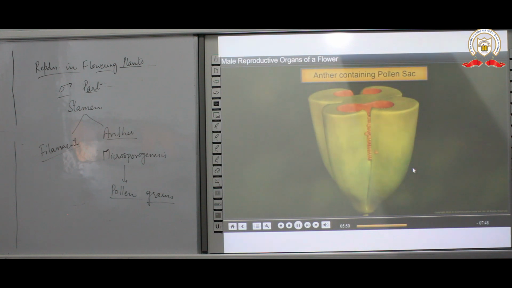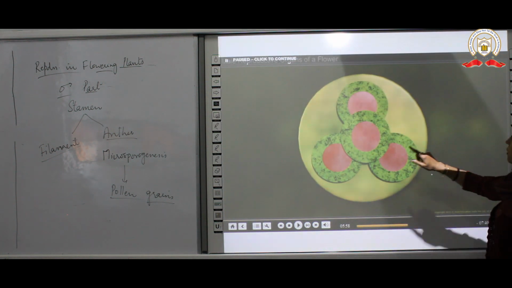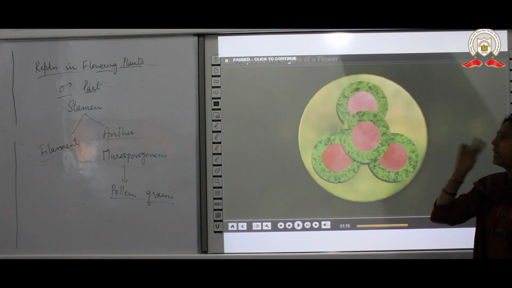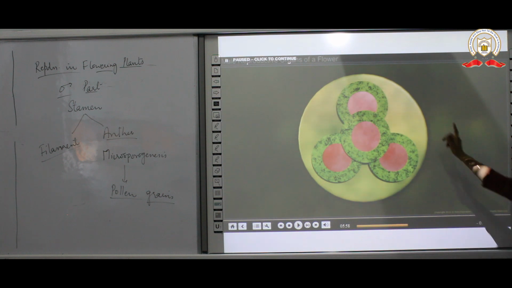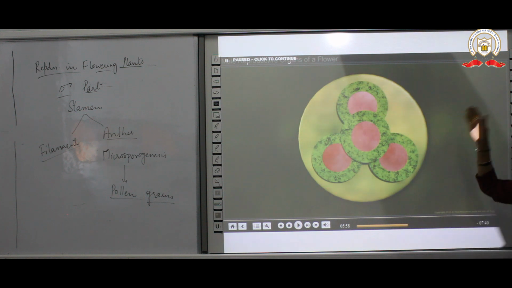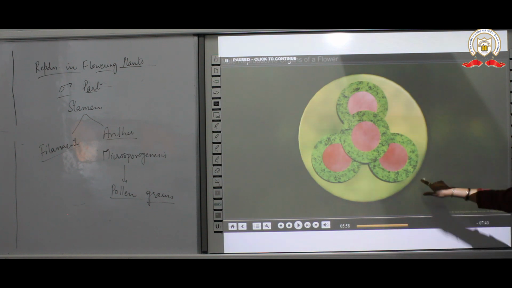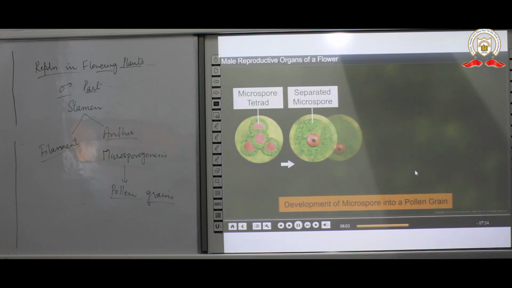While the microsporangium develops into the pollen sacs that extend longitudinally through the length of the anther. Now you can see, as the anther is growing, what happens? There will be fusion of the division, and you can see only two pollen sacs because the longitudinal section has now fused together to give rise to only two. Now this is one microspore mother cell giving rise to four microspores. Each of these microspores will now develop into a pollen grain. The microspores separate from the tetrad and develop into pollen grains.